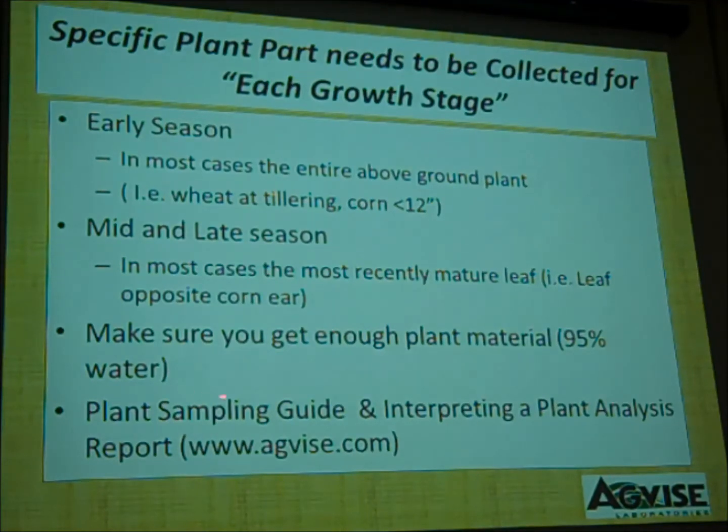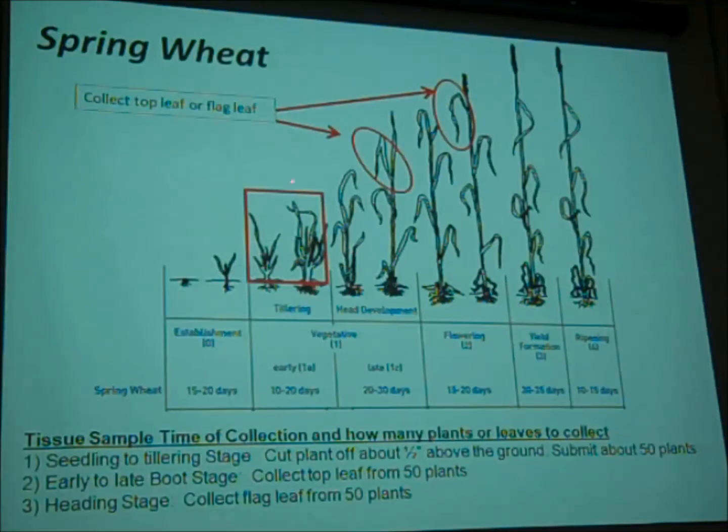You can look at any of the guidelines for taking samples on our website. Just go to agwise.com, click on Interpreting the Plant Report, Soil or Tissue Sampling Protocols. It's all right there for you to look at any time. So here's just some examples. Spring wheat, whole above ground: take a tiller and clip it off half inch above the ground and give us about 50 of those. Flag leaves, again, smaller plant part, at least 50 of those is what we need to do the analysis. And this would be for winter wheat, barley, grain crops, all would be the same.